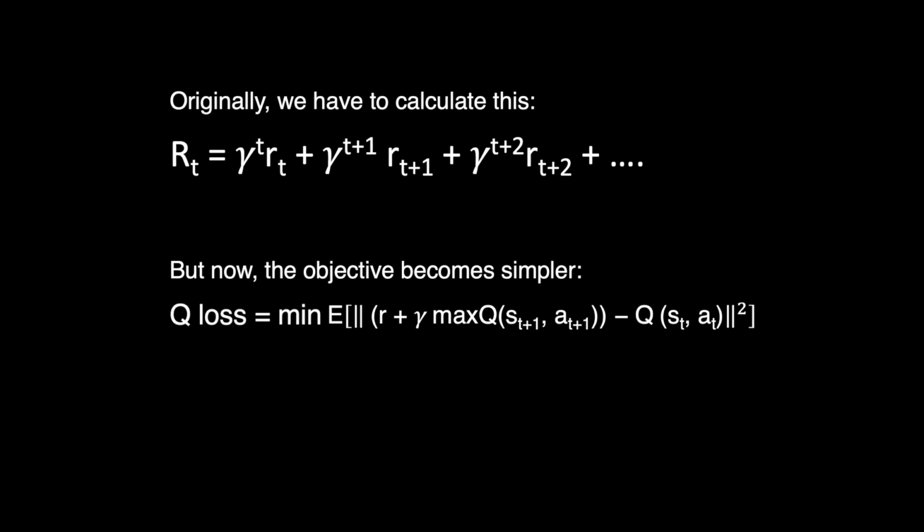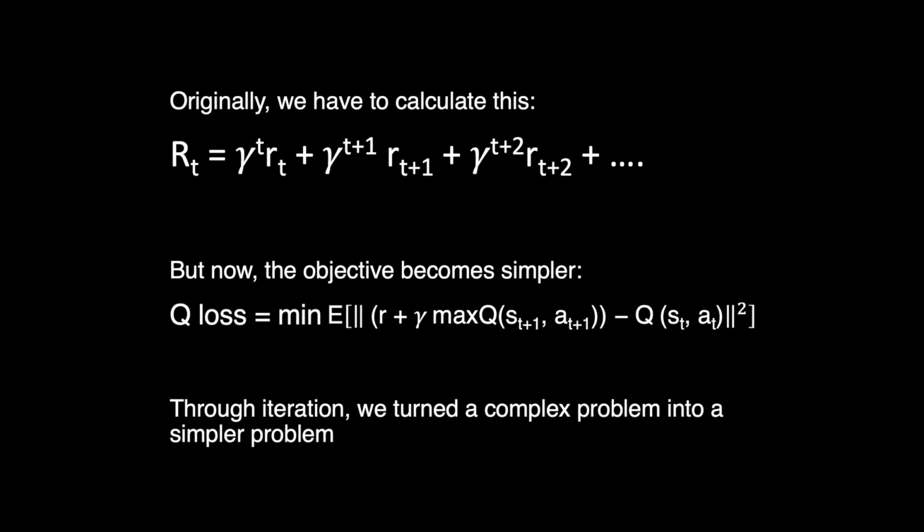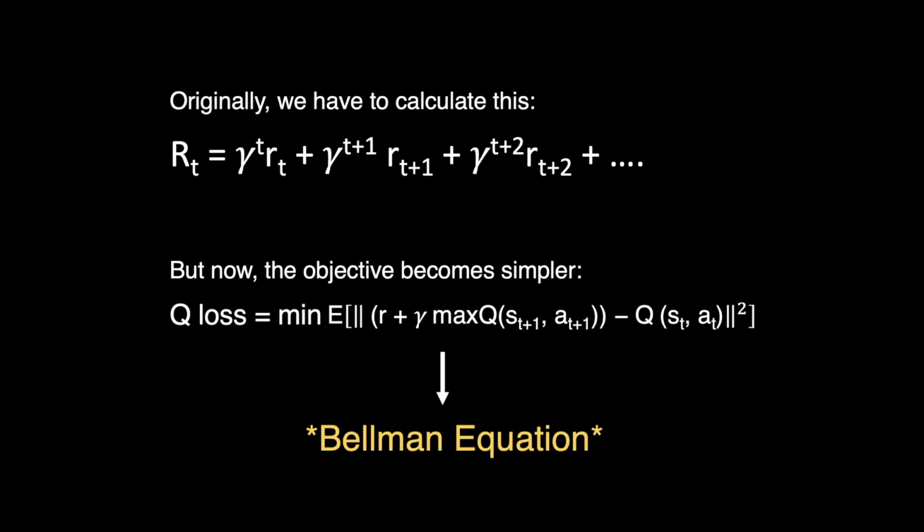By minimizing the gap between the current state and the next state, we can continue to train the neural network. We only need to observe what happened now and what happened one step later. Through iteration, we turned a complex problem into a simpler problem. The Q loss function is also called the Bellman equation.